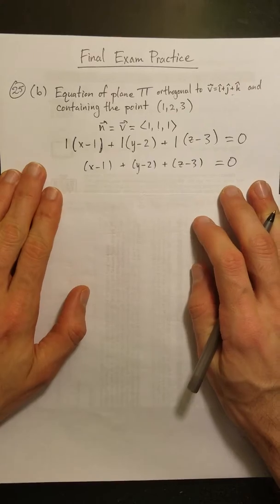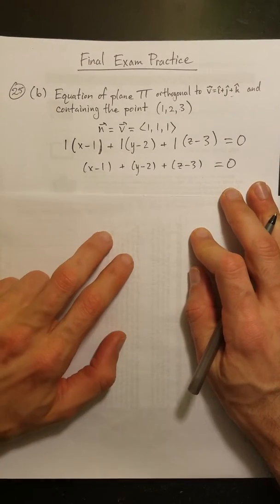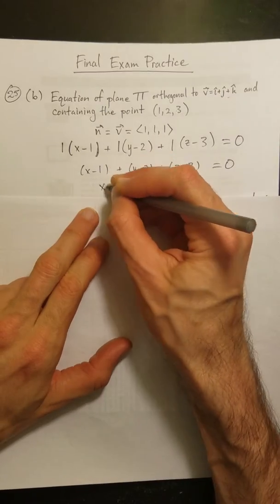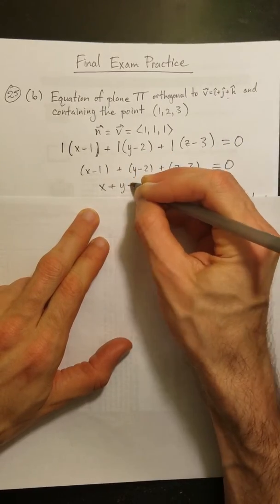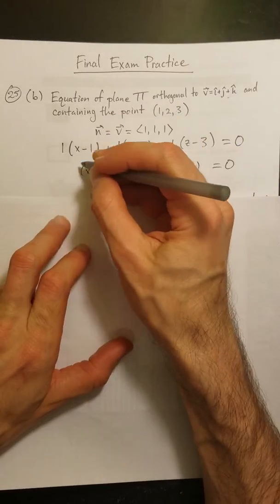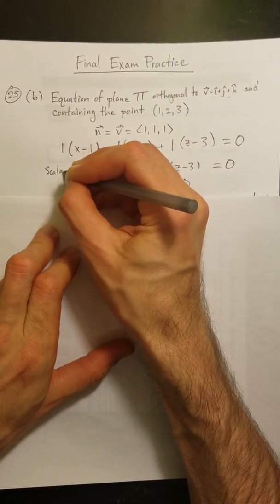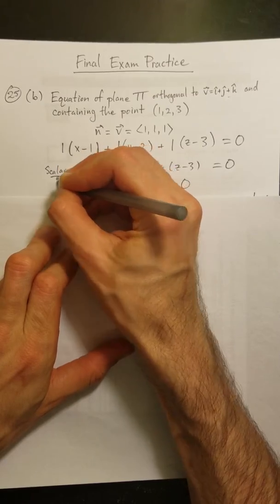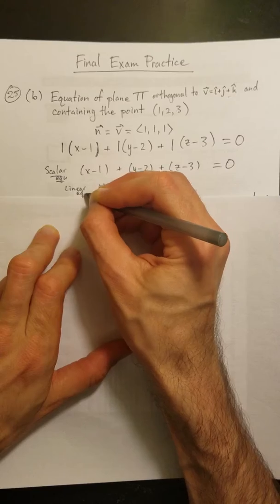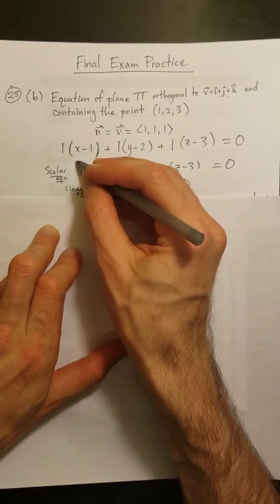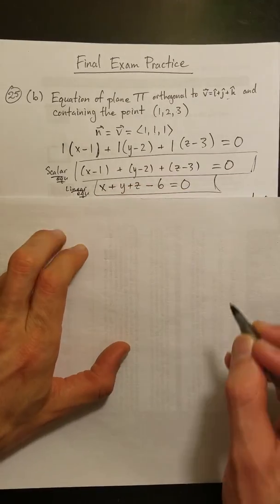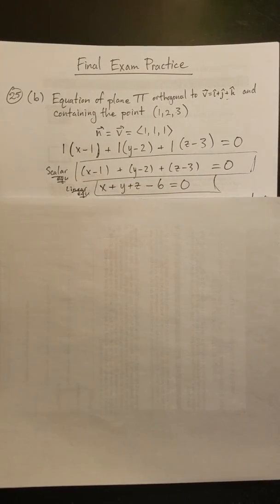And so of course we can very easily turn this into the linear equation just by collecting the minus 1, minus 2, and minus 3. And this gives us x plus y plus z minus 6 is equal to 0. So either this scalar equation would have done, or this linear equation will do. Either are valid answers to this question. So either way, that does it for part B.